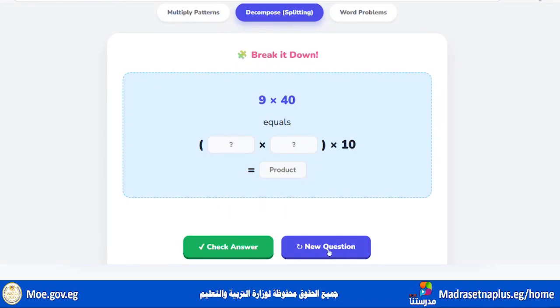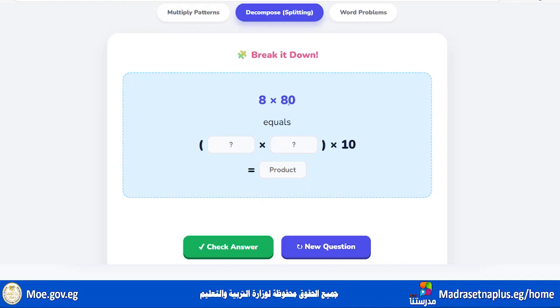Yes, another one. 9 times 40. Split 40 into 4 and 10. So 9 times 4 equals 36. 36 tens means 360. Check it? Yeah. Another one, 8 times 80.